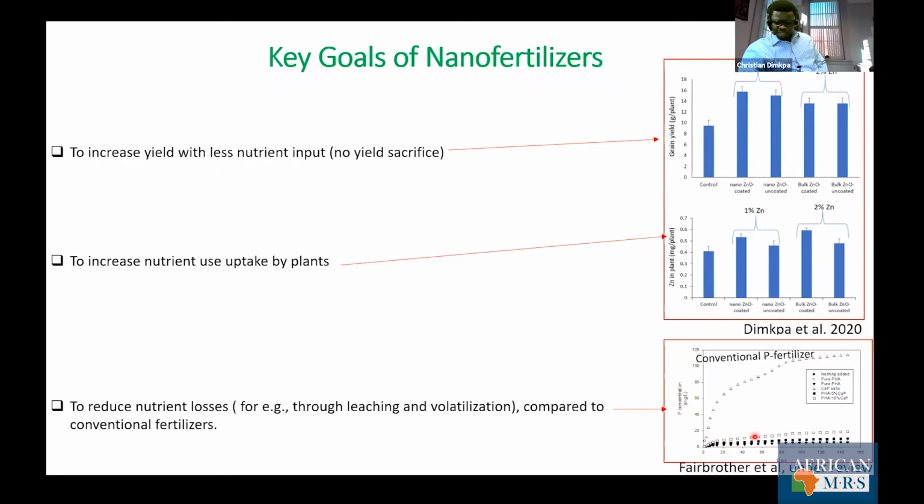But these graphs here are some of the nanomaterials and the control, no phosphorus. So you see how low it is. So by using a nanofertilizer, you can reduce the losses coming from using phosphorus fertilizers.